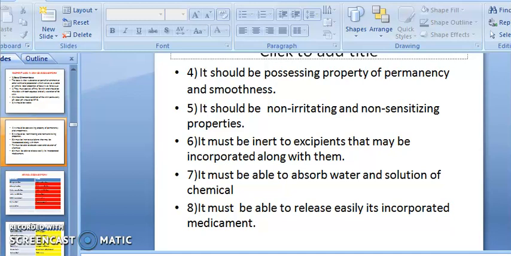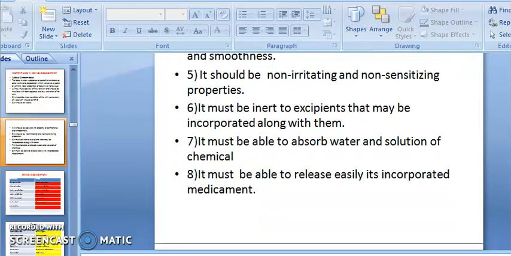It must be inert to excipients that may be incorporated along with it. It should not show any reactive action when you are combining it with your drug. It should be able to absorb water and solutions of chemicals. It should have the property to absorb the chemical. It must be able to release the incorporated medicament easily after applying.